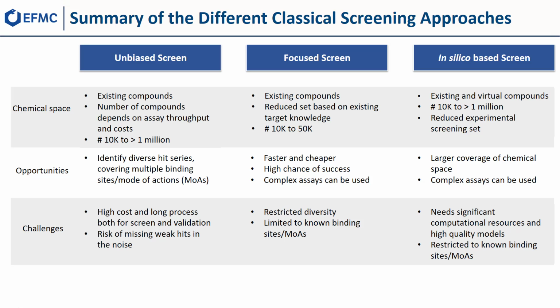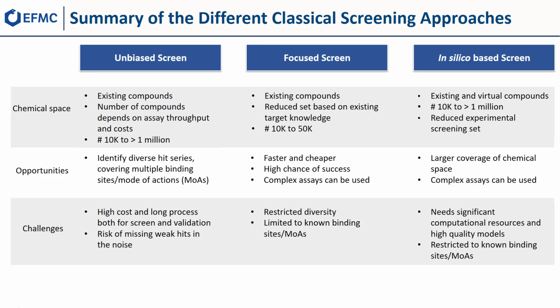So this brings us to the end of this webinar. We've looked at 3 different classical screening approaches: the unbiased screen, the focus screen, and the in silico based screen. They differ essentially in the chemical space we screen. The unbiased screen and the focus screen will look at existing compounds, whereas the in silico based screen can look at both existing and virtual compounds.